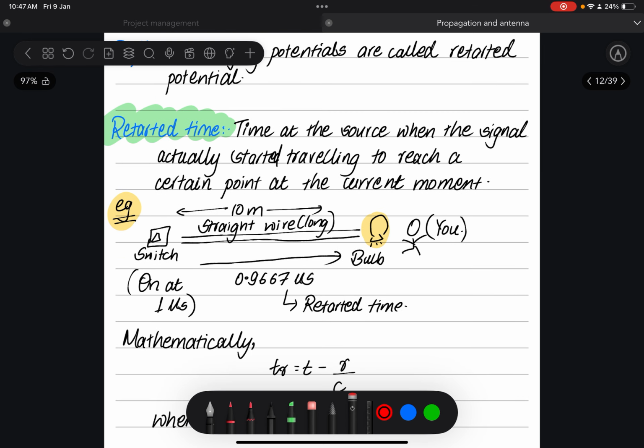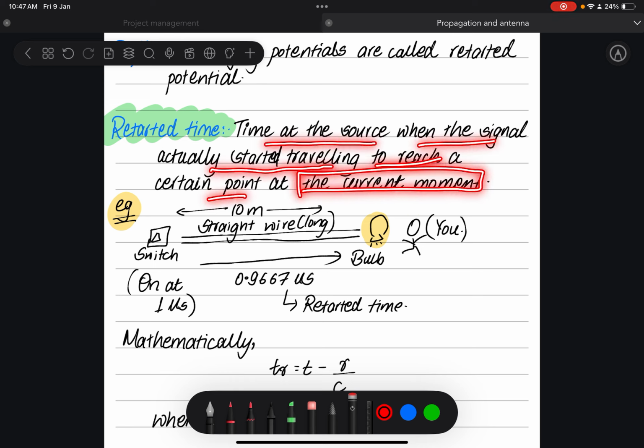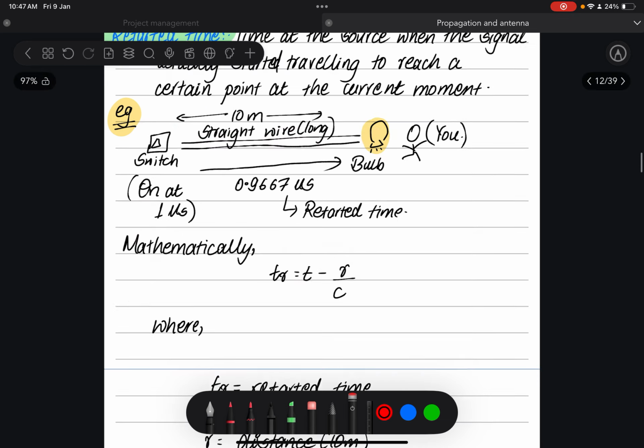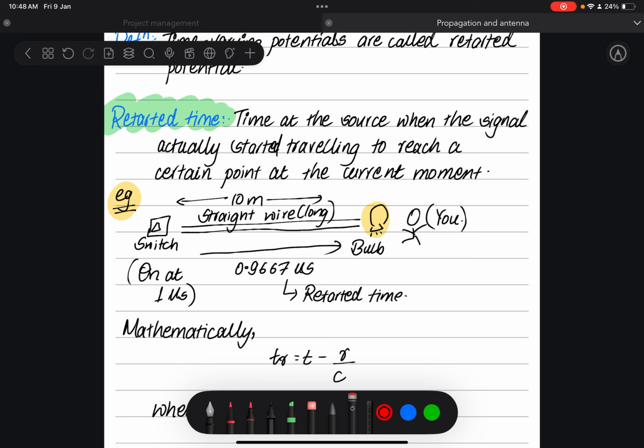So let's read the definition first and I'll give you an example. Time at the source when the signal actually started traveling to reach a certain point at the current moment. Time at the source. This is a very important thing. Time at the source when the signal actually started traveling to reach a certain point at the current moment. So it's not the time, it's not the travel distance that I'm mentioning.